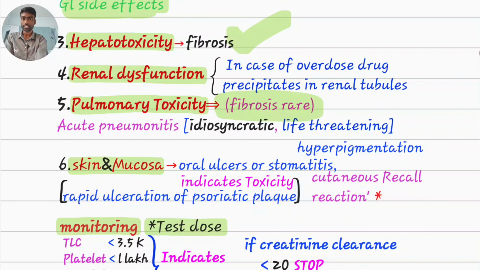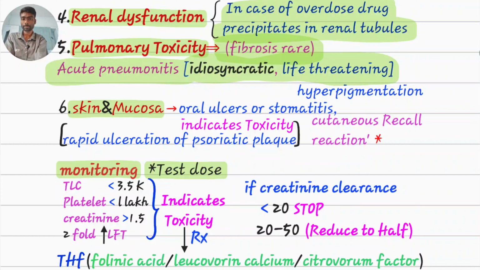Renal dysfunction in case of drug overdose. This drug will precipitate in renal tubules and cause renal dysfunction. We have to treat by hydration and alkalinization of urine. Coming to idiosyncratic and life-threatening side effect, acute pneumonitis. Idiosyncratic means dose independent. It may occur even with a single dose.